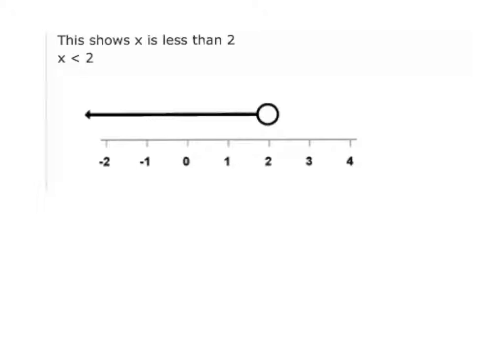In this example, the circle isn't coloured in, so this is showing us that x is less than 2. So it can't actually be 2. It could be 1.9999999 going on and on and on, but it can't actually be 2. It could be really, really close to it, but not 2. Again, the arrow shows that it's not got an end to it. So it could be anything less than 2.